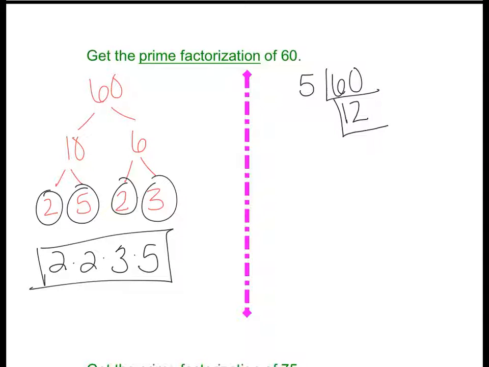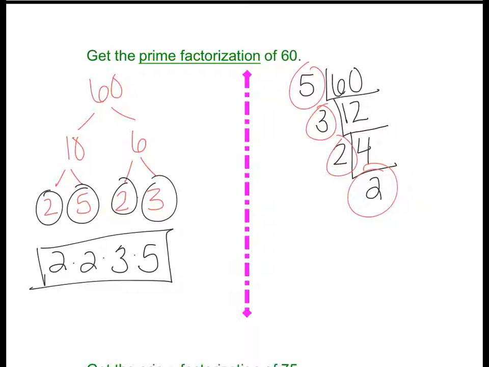All right, let's come up with something prime that goes into 12. How about 3? 3 goes into 12 4 times. Now I need something prime that goes into 4. 2 goes into 4 twice. Here I am at a prime. That means that I'm finished with my prime factorization. All the numbers are down the side and the bottom. So 2 times 2 times 3 times 5.